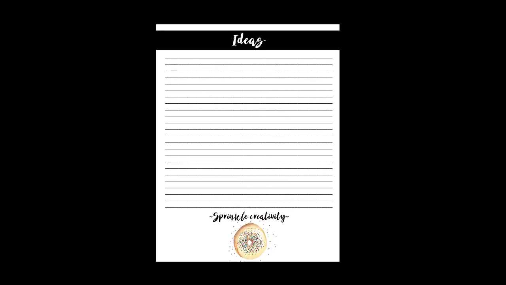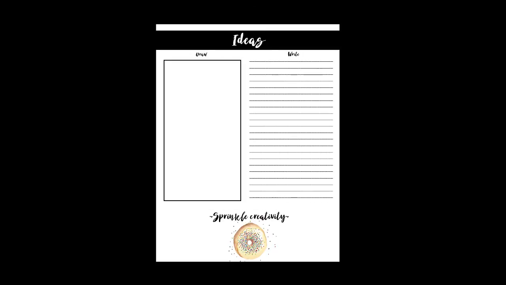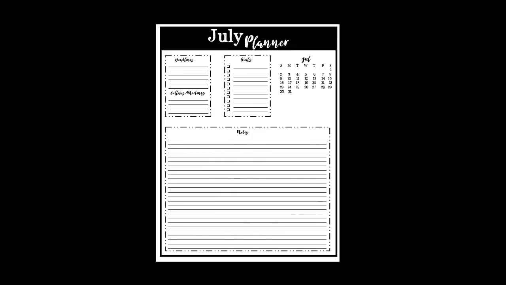The next two pages are idea sheets. As you're coming up with creative ideas to implement in your classroom or even outside of the classroom, you can either use this sheet with just room for notes, or you can use this sheet where you can draw and write. And remember to sprinkle some creativity. The next sheets are provided as the monthly planner where you can write deadlines, collabs and meetings, goals, notes, and it also has the month at a glance.